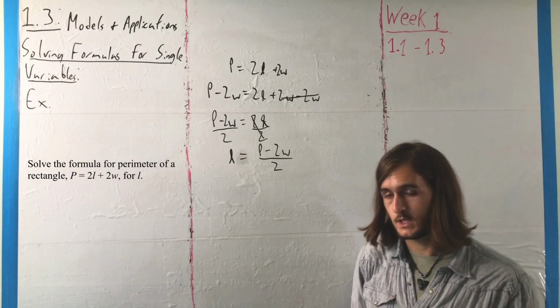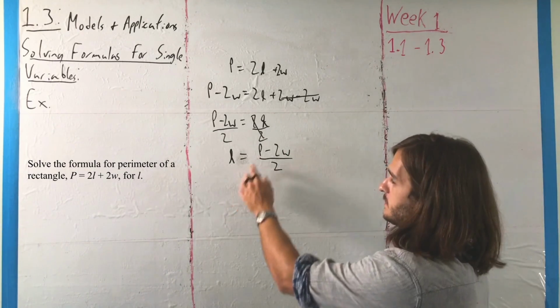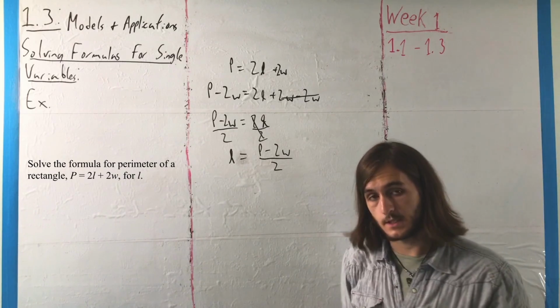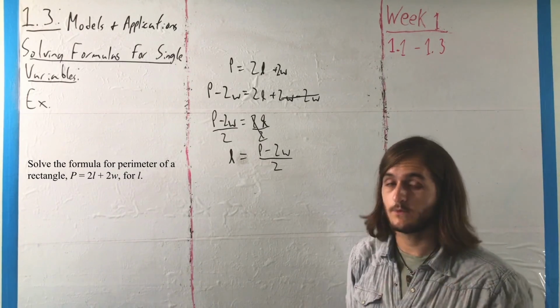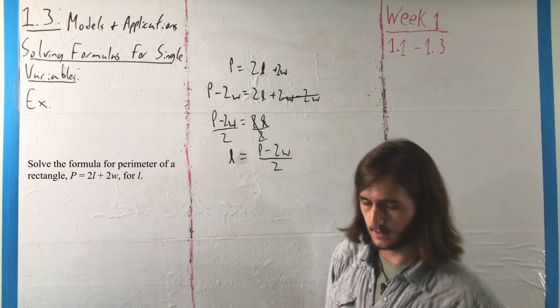over 2. So as I said, if we need to know the length given a perimeter and width, this is the adjusted formula we would use, and we'll finish with one more example like this.